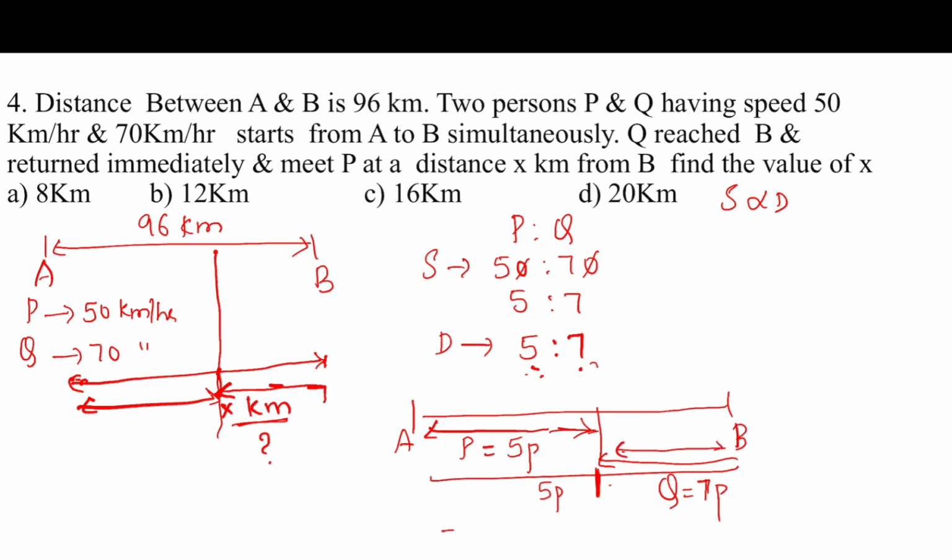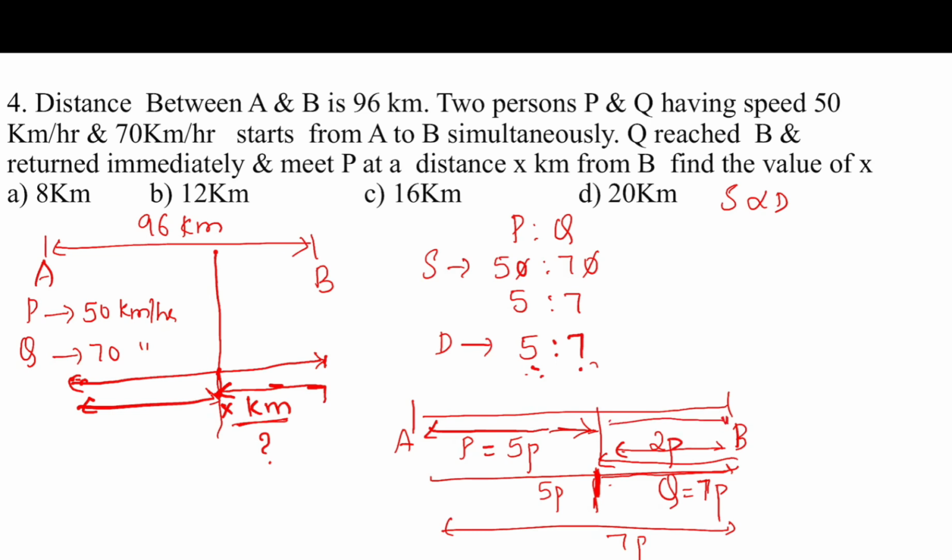Remaining 2 parts, because this whole distance, if it is 7 parts which is covered by Q, this much is the distance covered by P, so it is 5 parts. So the remaining distance is how much? 2 parts, isn't it? This is 2 parts, but how is it 2 parts? Q will go from A to B and then again come back, isn't it?